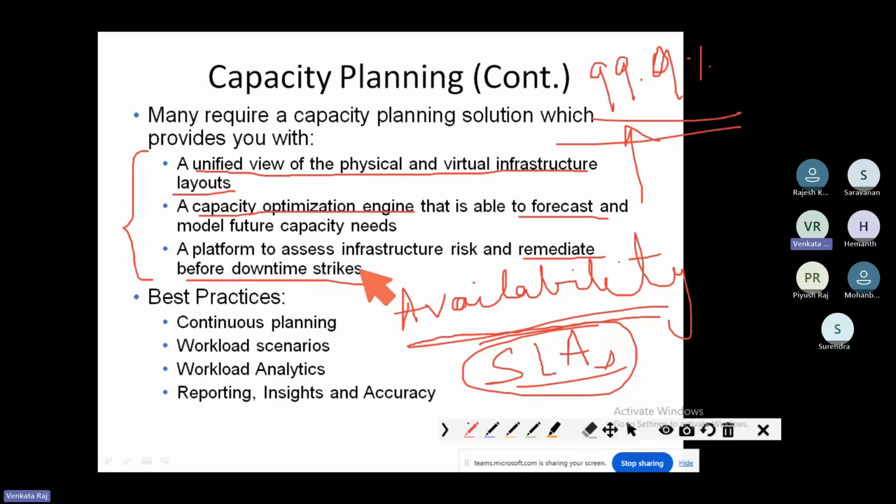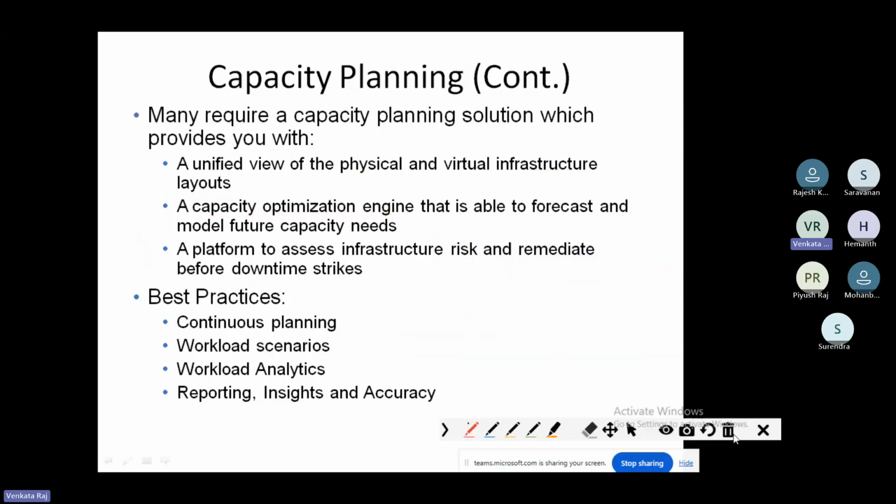So if we have a platform which can evaluate the risk of the infrastructure posed to the enterprise, before that comes, and if the remediation can be done, then you will not have the downtime. As a result, you will be able to meet your SLA levels. Okay, that is very, very important.